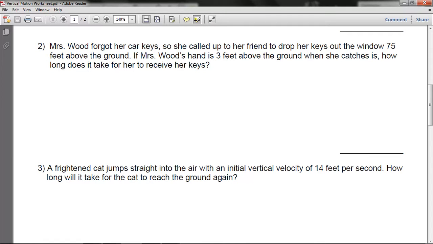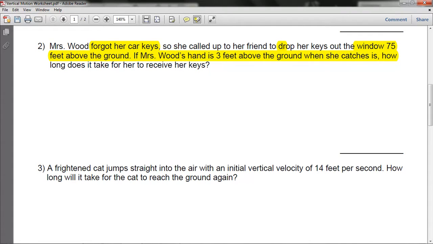So Mrs. Wood, she forgot her car keys, alright? She is in a hurry, and you can just imagine she's getting out there, and she forgot her car keys. She calls up a friend to drop the keys out the window from above the ground. If Mrs. Wood's hand is 3 feet above the ground when she catches it, how long does it take for her to receive the keys?